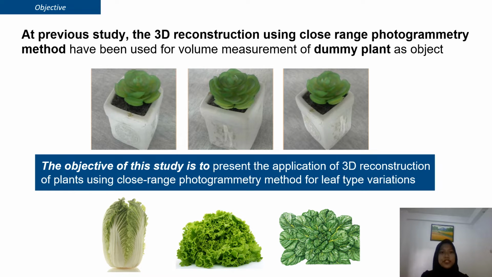In previous studies, 3D reconstruction using the close-range photogrammetry method has been used for volume measurement of dummy plants as objects. The objective of this study is to present the application of 3D reconstruction of plants using the close-range photogrammetry method for leaf type variation. In this study, we use Chinese cabbage, lettuce, and tatsoi.